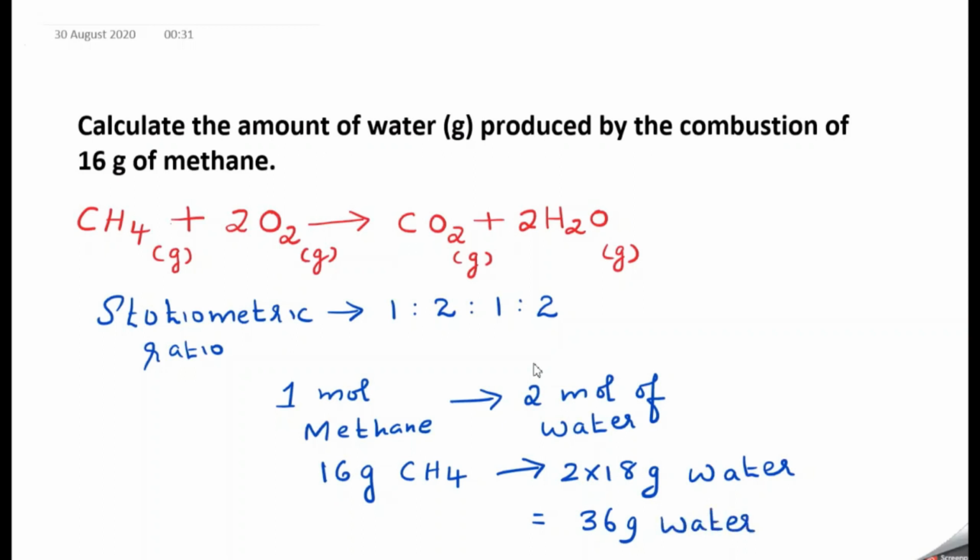So the method we need to follow is, first make the equation balanced, then write the stoichiometric ratio, then based on the stoichiometric ratio try to link which things need to be compared. Here methane and water. So from that I write 1 mole of methane gives 2 mole of water. Then 1 mole of methane is fortunately 16 grams. Sometimes they may ask for 32 gram of methane. Then I know that 16 gram of methane gives 36 gram of water. To convert this to 32 gram of methane, I should multiply by 2 on both sides.